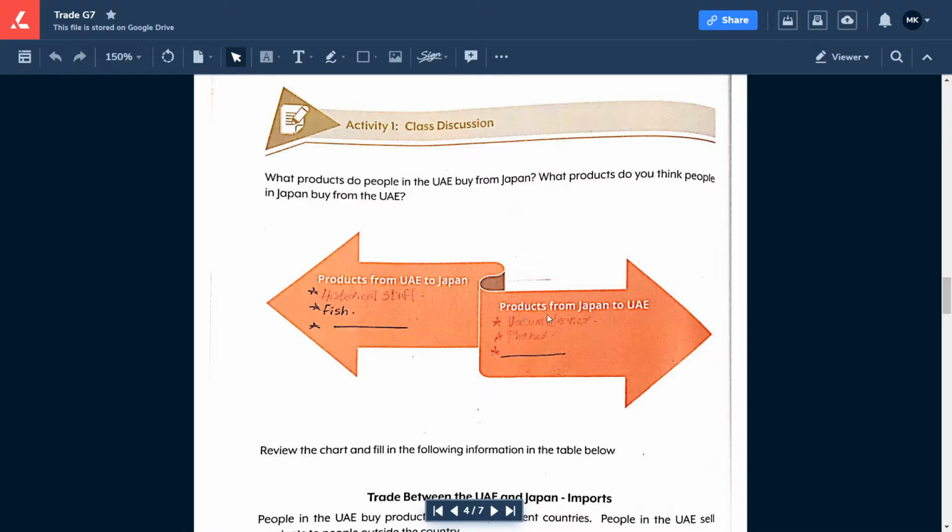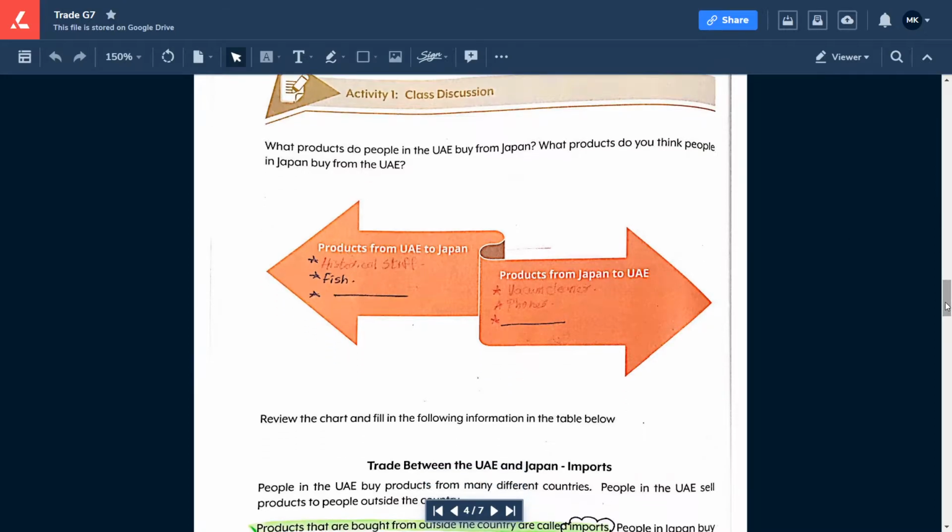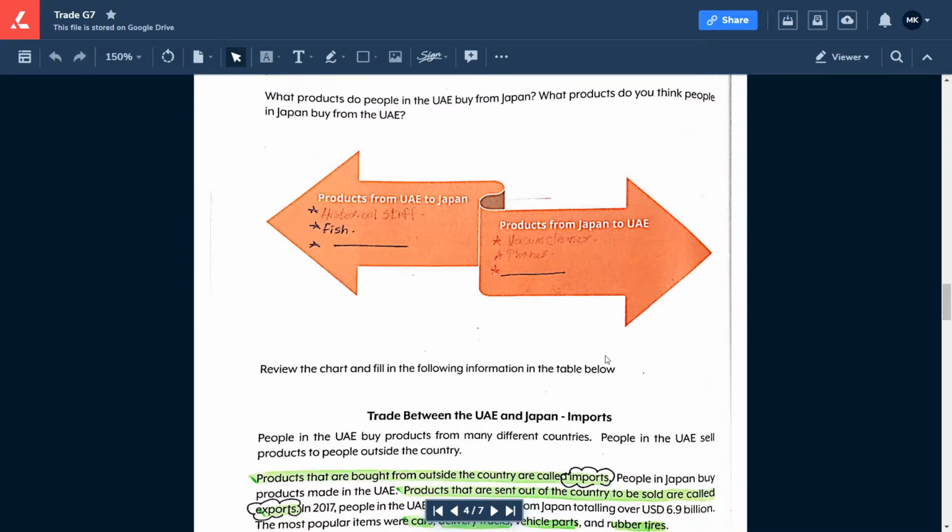Now, products from Japan to the UAE. Here we have a lot of examples. One of them is what? Vacuum cleaner. A lot of vacuum cleaner companies are from Japan. What also? Phones. We have also phones. What else? What do you think products we can bring from Japan? Think of it and write it down.